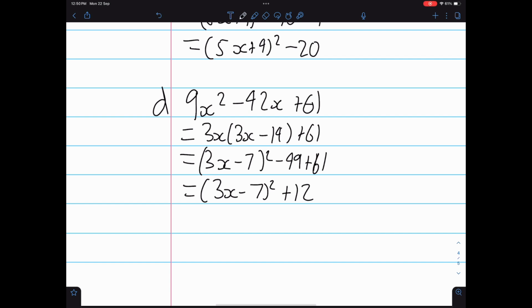And then we get that. Easy. Now we're actually getting into solving equations with completing the square.